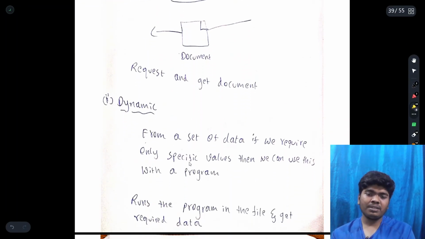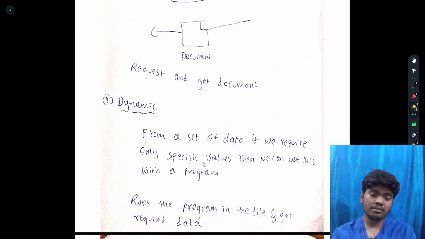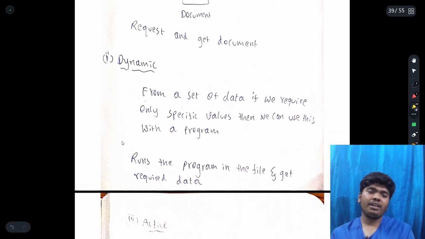Dynamic, from a set of data. If from a document we require only a few values in another document, then we need to write a specific program to get those values from that particular file. To get the required data, we use dynamic.